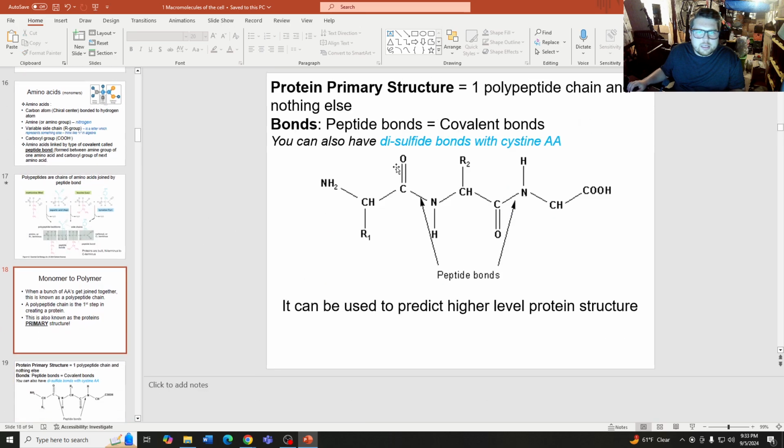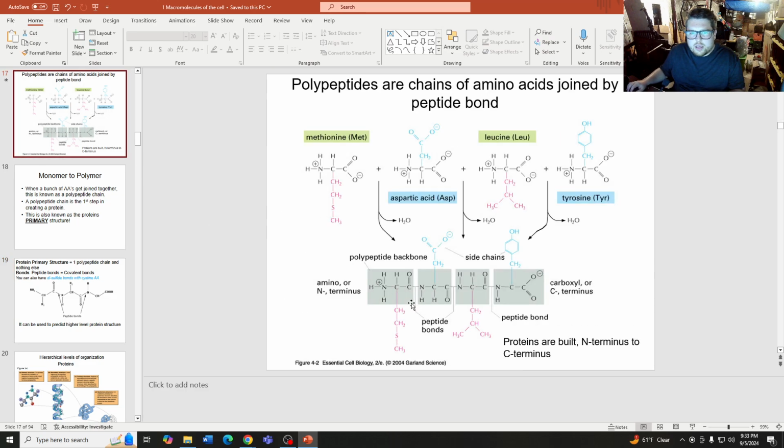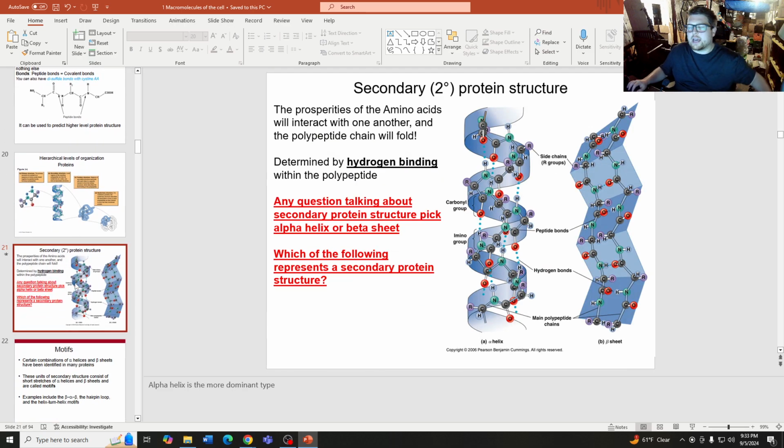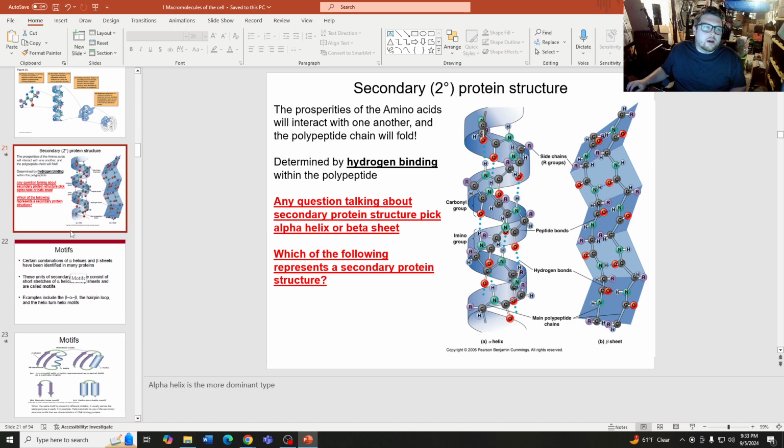Remember we have all those extra hydrogens. So we look up here, and you know we had the hydrogen there, hydrogen there, hydrogen there, hydrogen coming off. There are lots of spots for free hydrogen that can bind to other stuff. So it's through hydrogen bonds that we have secondary protein structure. A couple little tidbits here. There are specific shapes that we get with binding.